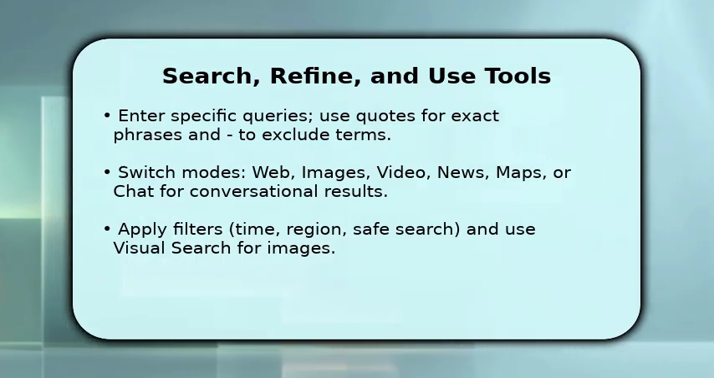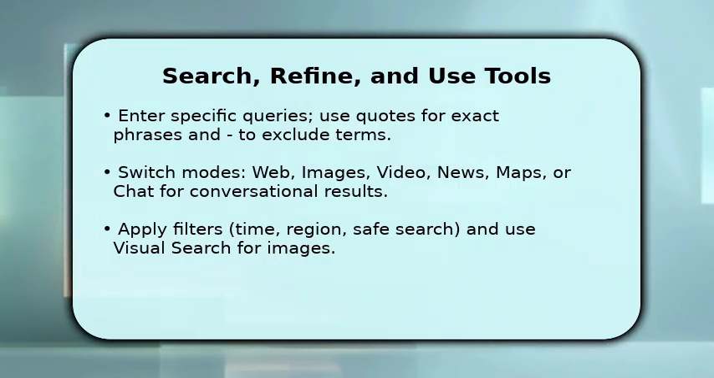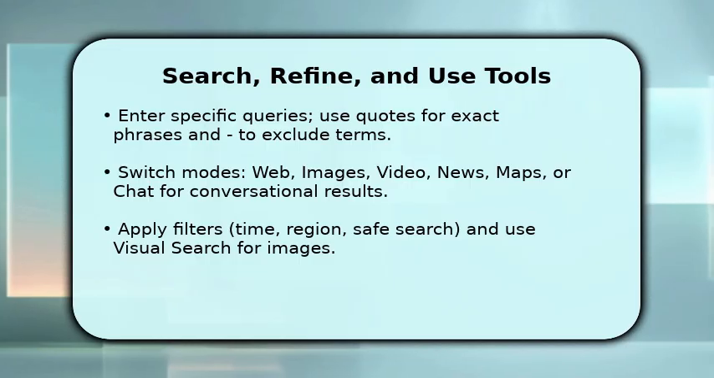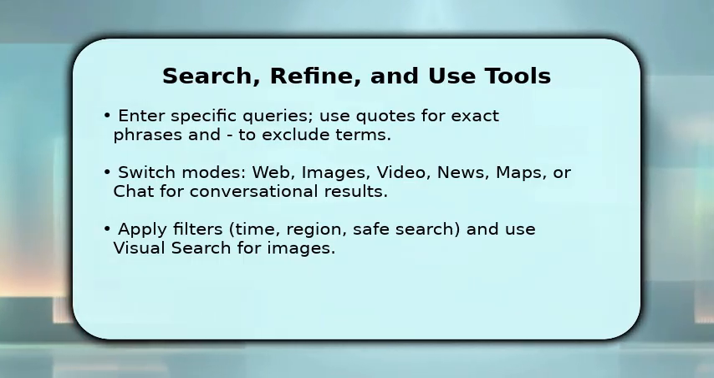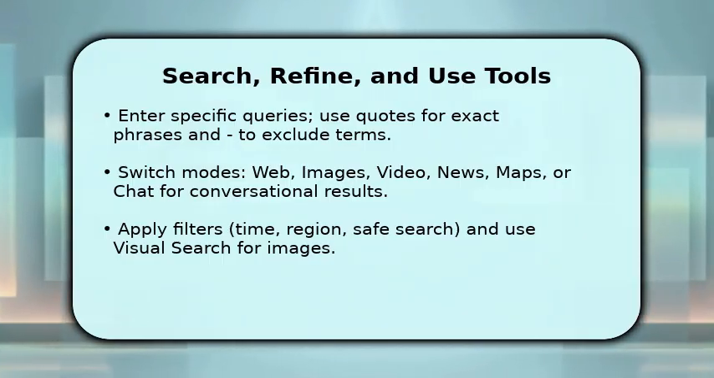Next, switch modes: web, images, video, news, maps, or chat, depending on the content you need. Each mode surfaces different tools and filters. Make sure to apply time or region filters when relevance matters, and use visual search on images to identify objects or similar photos. As you work, iterate on keywords to quickly narrow down to the best sources.